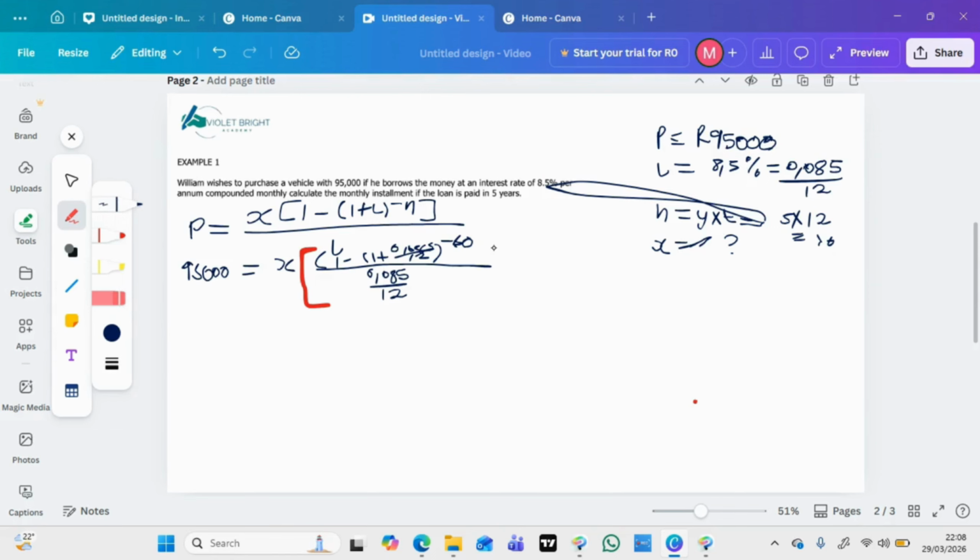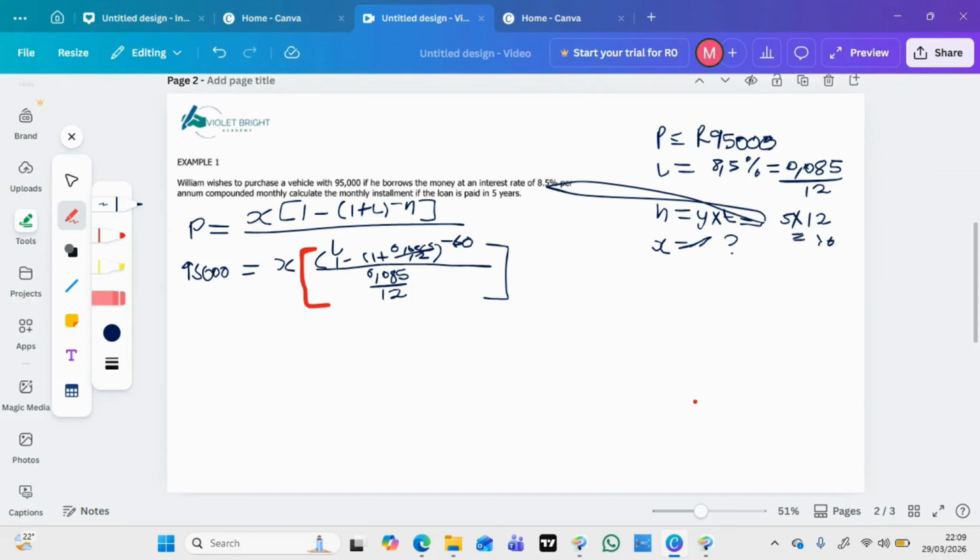So let's continue the slide. Now let's punch everything in the calculator. Please take note, do not round off your answers, because if you round off your answers, it will affect every single thing. So just do everything as it is in the calculator. We start with the one at the top. The numerator is 1 minus bracket 1 plus 0.085 over 12, close bracket, to the power of negative 16.